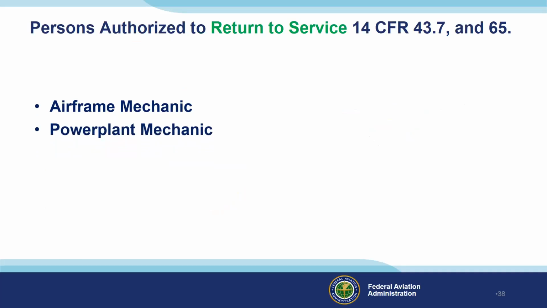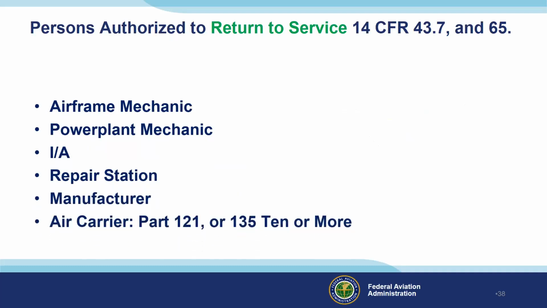Now, persons authorized to return to service. There's a difference between performing the work and then returning the work to service. It's covered under 43.7 and Part 65. These are the folks that can do it: airframe mechanic, powerplant mechanic, IA, repair station, manufacturer, air carrier. This would be a Part 121 or a 135 with 10 or more air carrier. They would be signing it off under their air carrier certificate number, most likely.